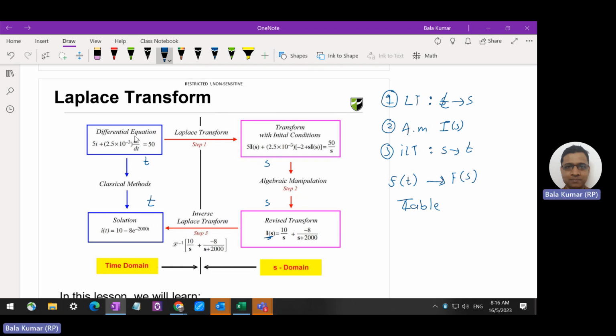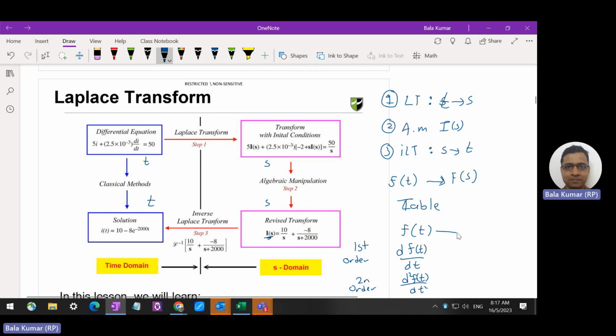Now if you look at the differential equations, the differential equation also contains the derivatives. So what are derivatives? Let's say we have a function f(t). So f(t) is the basic function, and then the first order derivative is df/dt. And then the second order derivative is d squared f over dt squared. So these are the derivatives of the function.